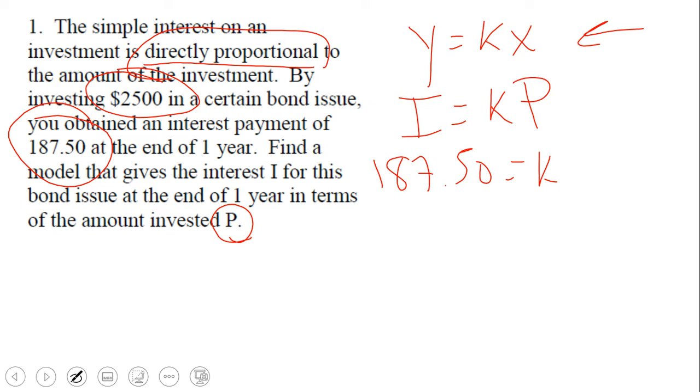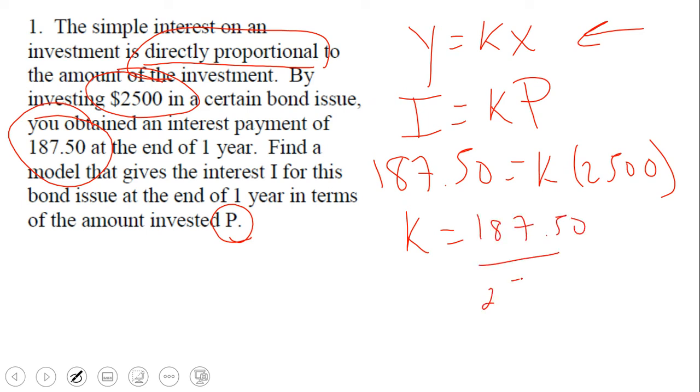And we're going to go ahead and plug in 2,500 for P. In order to solve for k, you're going to go ahead and divide both sides by 2,500. So you're going to do 187.50 divided by 2,500. If you do 187.50 divided by 2,500, you're going to get a k value of 0.075.